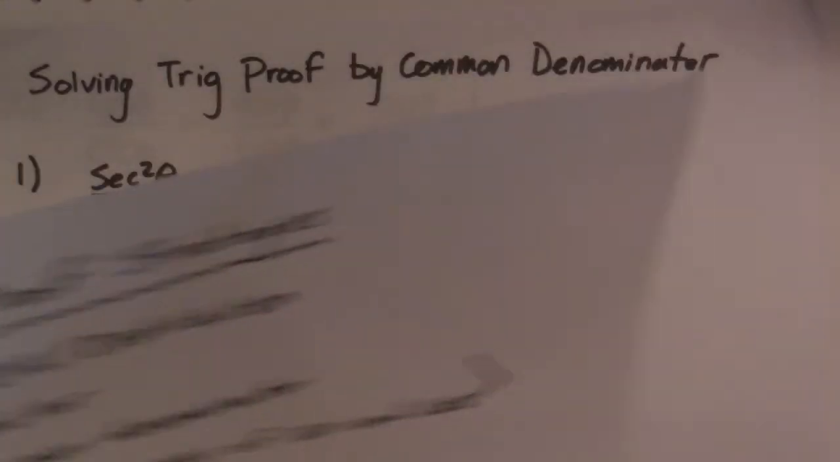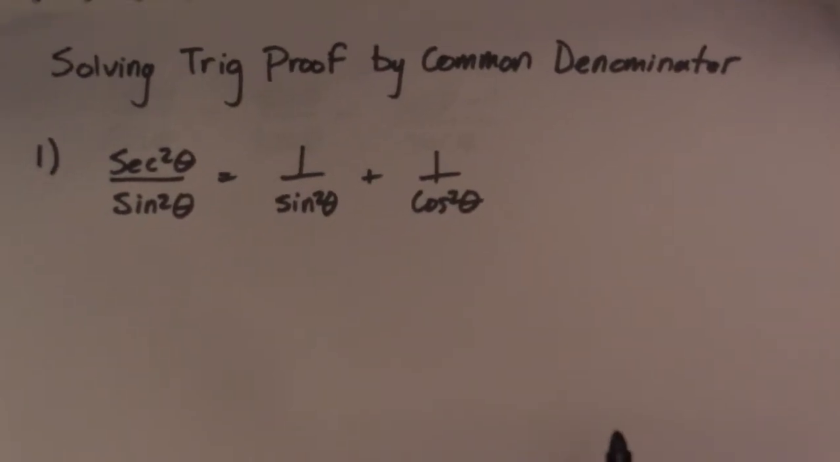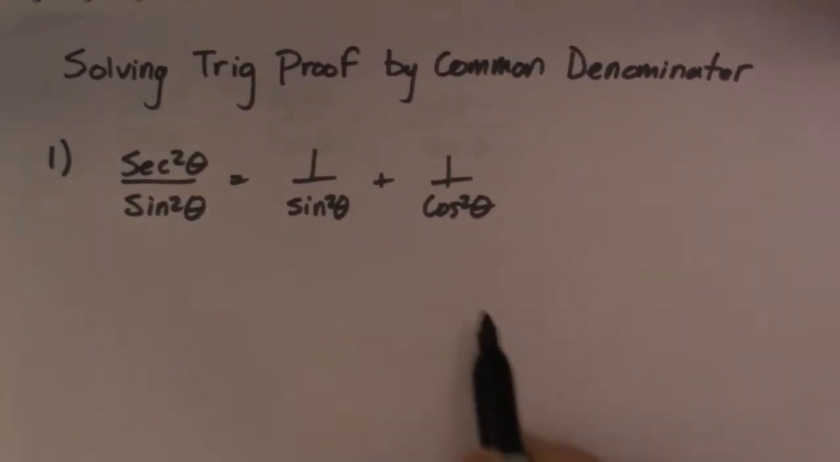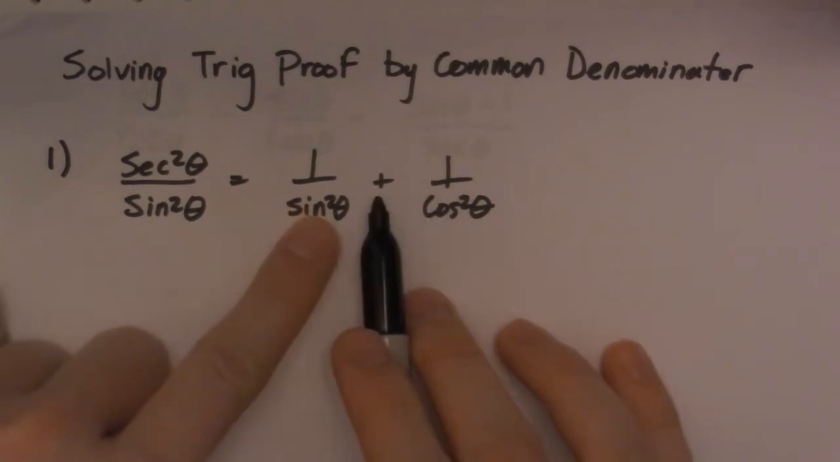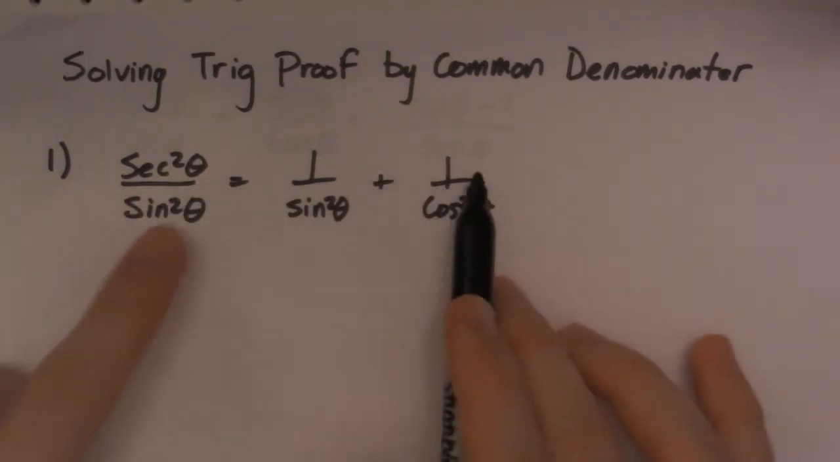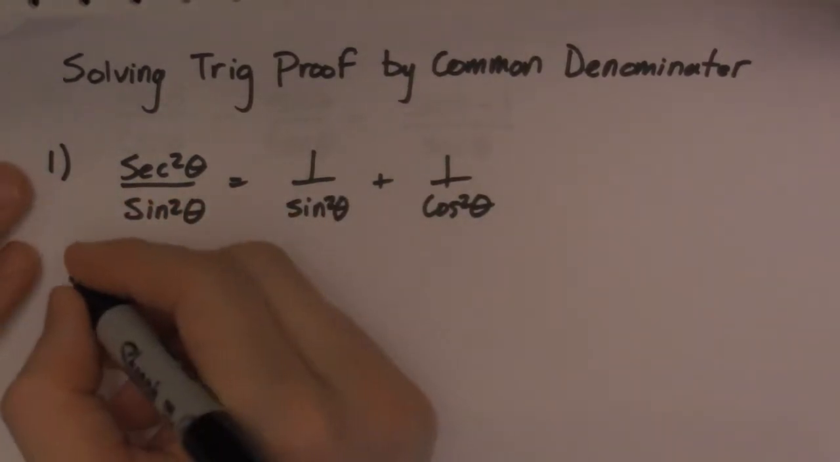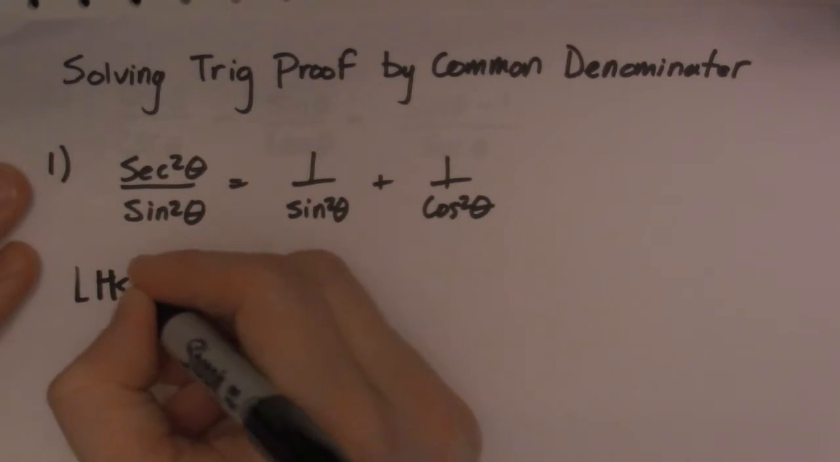So in this video, I'm going to take you through doing some common denominator stuff. What I tell my students is it's always easier to put stuff together in one fraction than it is to take it apart and try to replicate two fractions. So I'm going to start with the left hand side and find a common denominator.